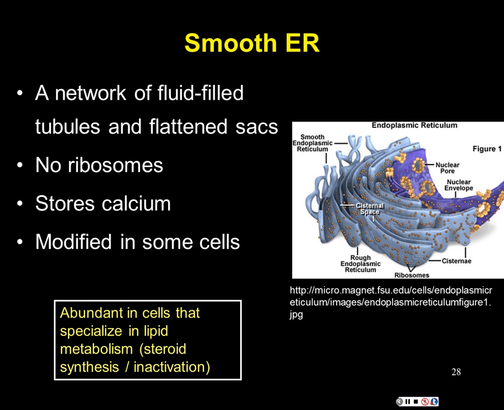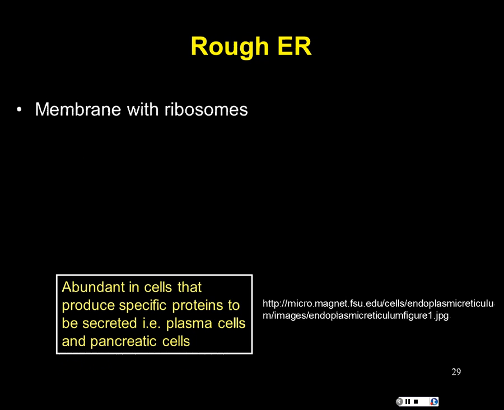Steroid synthesis and calcium storage are the primary roles that we'll see for this. So, we can also talk about the rough endoplasmic reticulum, the rough ER. This one is more flattened, and what makes it characteristic is that it has ribosomes attached to it. We haven't talked about the ribosomes yet. However, we know that ribosomes are important for protein synthesis.